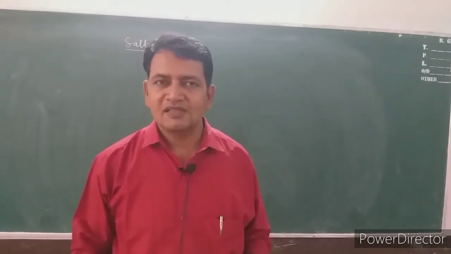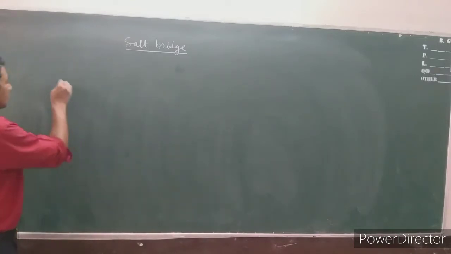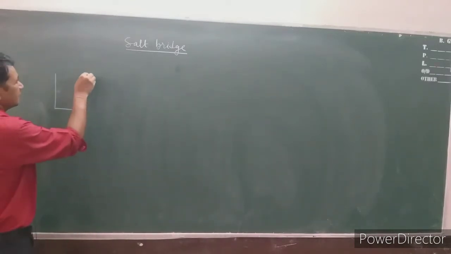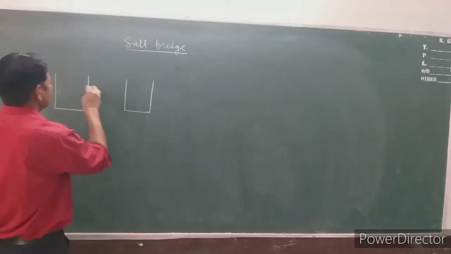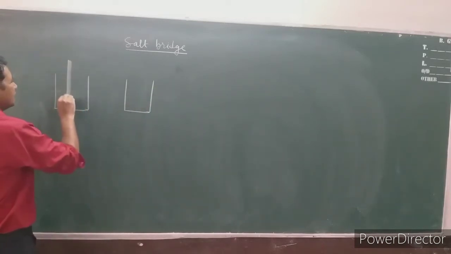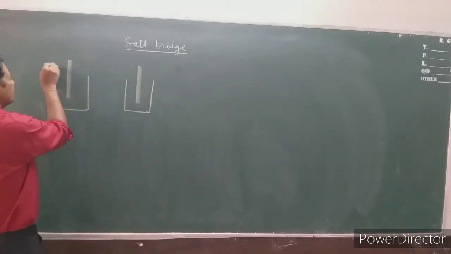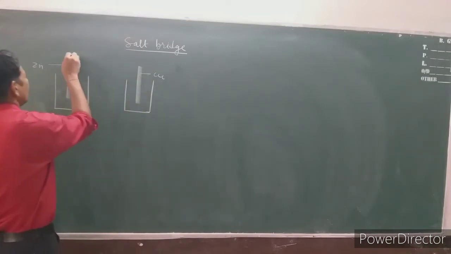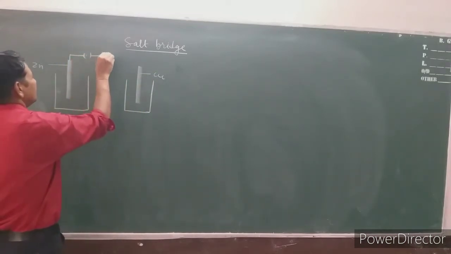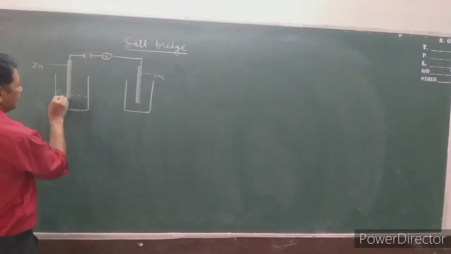In an electrochemical cell, there are two containers like this, and in the first electrochemical cell there were two electrodes used. One was zinc, another was copper, and they connected through a voltmeter to measure the potential of the cell.